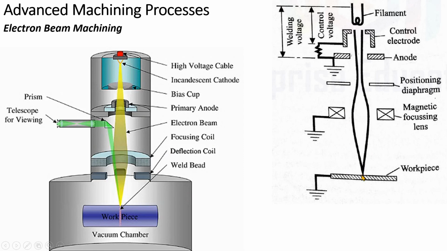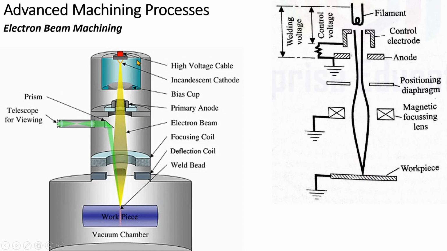When the beam strikes the workpiece surface, that is, when the electrons strike the workpiece surface, the kinetic energy of the electrons gets converted into heat. That is, the workpiece gets heated. This heat generation is over a localized area only, not throughout the workpiece surface. Because of the heat generated, material will be melted and evaporated, by which the metal will be removed from the workpiece surface.